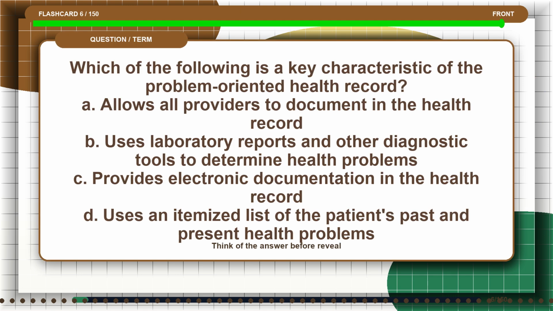Flashcard 6. Which of the following is a key characteristic of the problem-oriented health record? A. Allows all providers to document in the health record B. Uses laboratory reports and other diagnostic tools to determine health problems. C. Provides electronic documentation in the health record. D. Uses an itemized list of the patient's past and present health problems. Think of the answer before the reveal.